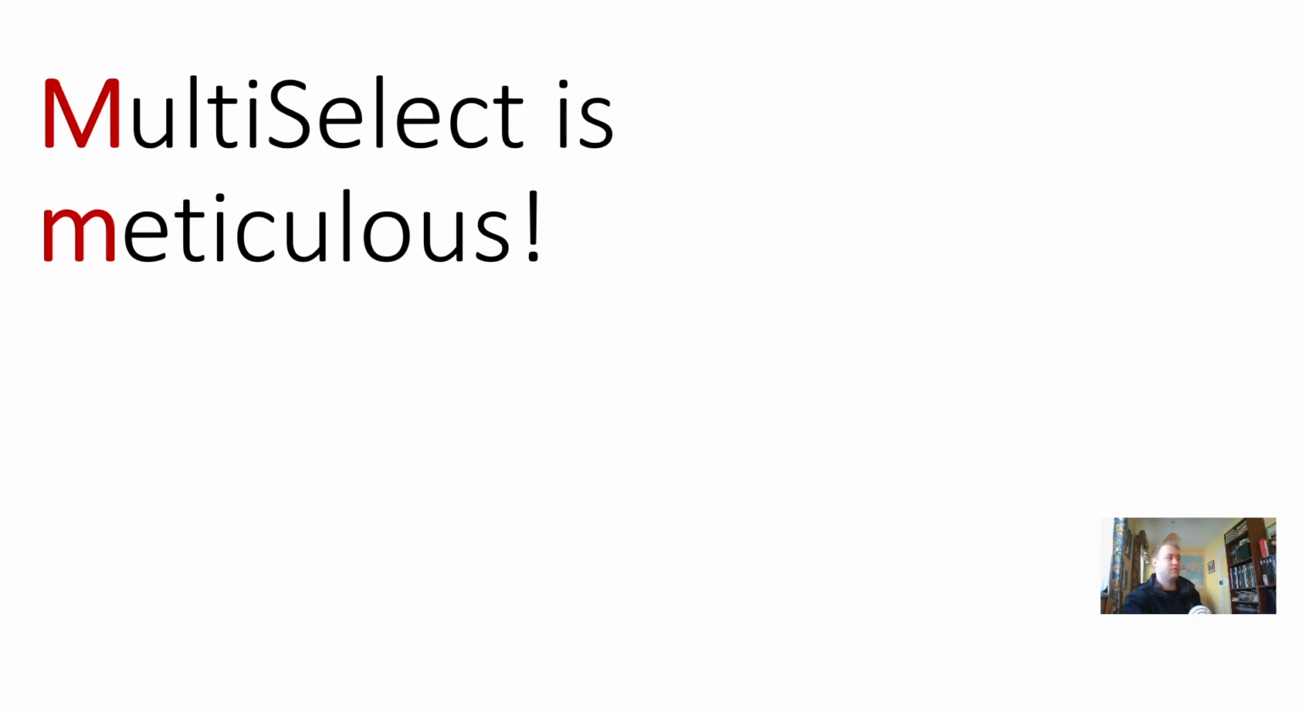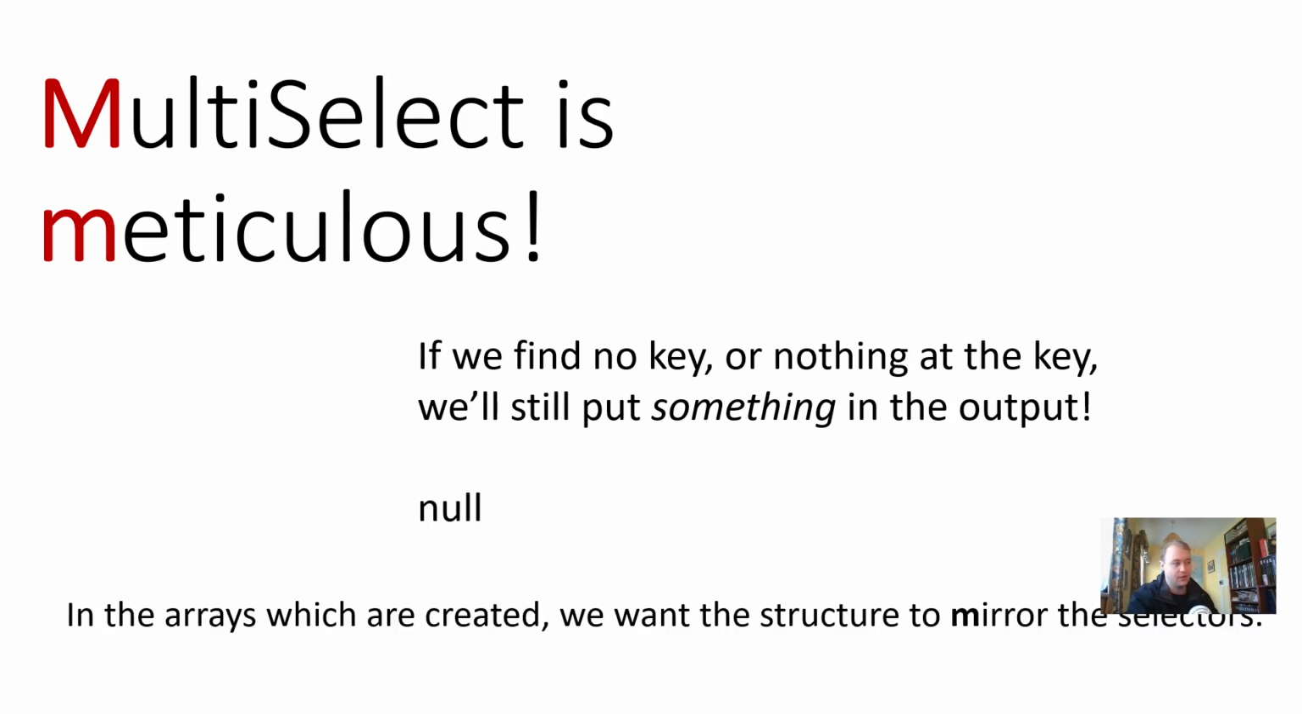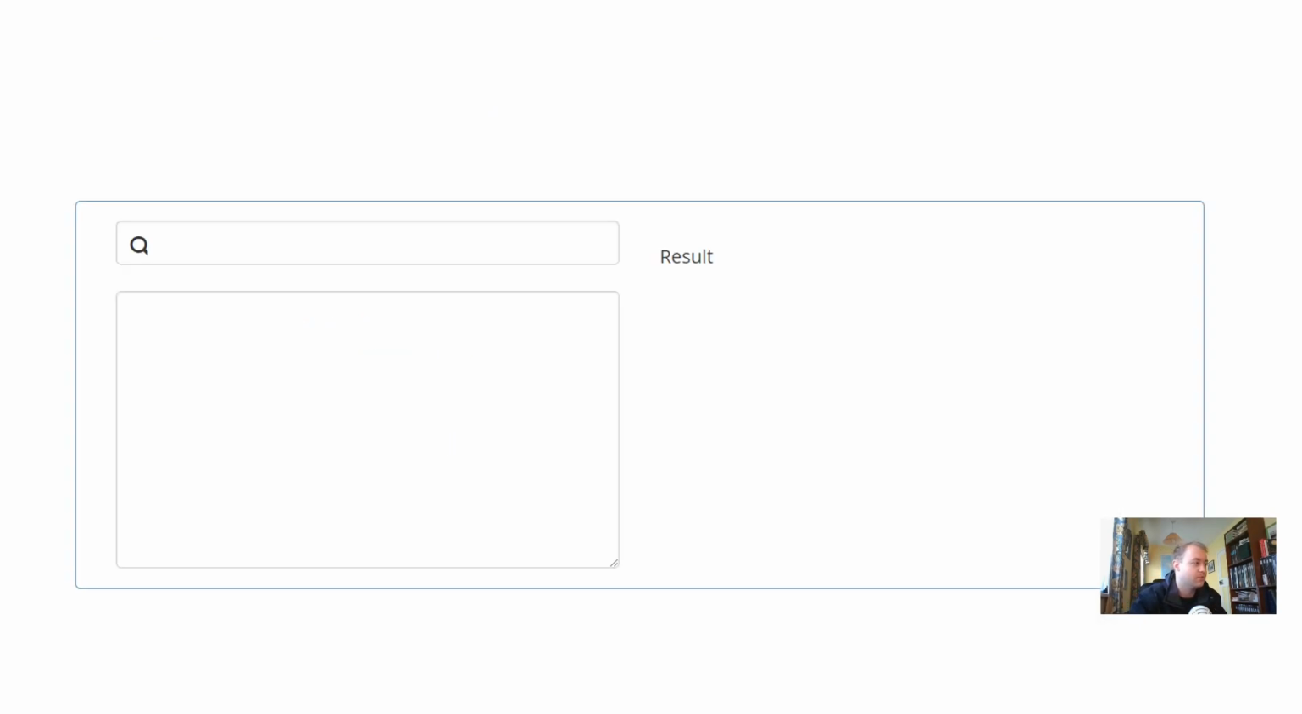So to remember that, multi-select is meticulous. If we find no key or nothing at the key, we'll still put something in the output, namely null. In the arrays which are created, we want that structure to mirror the selectors. The structure will be maintained. So look, if I've got my instructions here in this query, bang, bang, bang, I'm going to see that in the result, bang, bang, bang. Okay, it's mirrored structure, good.